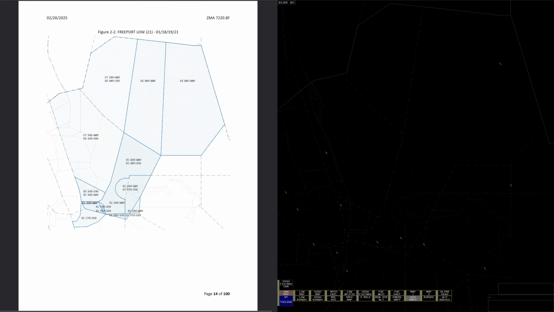Next, the Freeport Low sector is depicted here, with the specific sectors combining to Freeport Low being highlighted. The Hobie sector is now depicted here. I'll cover each individual sector for the remainder of this video. In future videos, information about the common area information or sector diagrams will be left out and can be reviewed on your own time.